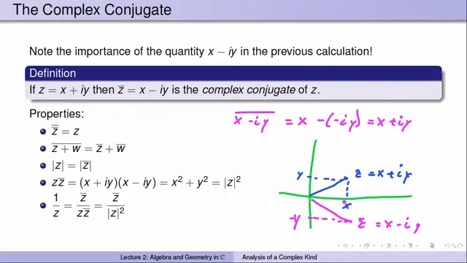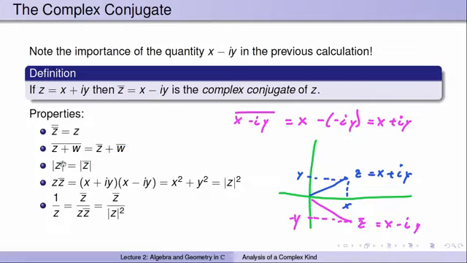So the complex conjugate is the number z, but it's reflected with respect to the x-axis. Now here's a property of complex numbers. If I take the complex conjugate of a sum of two complex numbers, I might just as well take the conjugate of z first, and then the conjugate of w, and then add those two numbers up. That's a property one easily verifies.